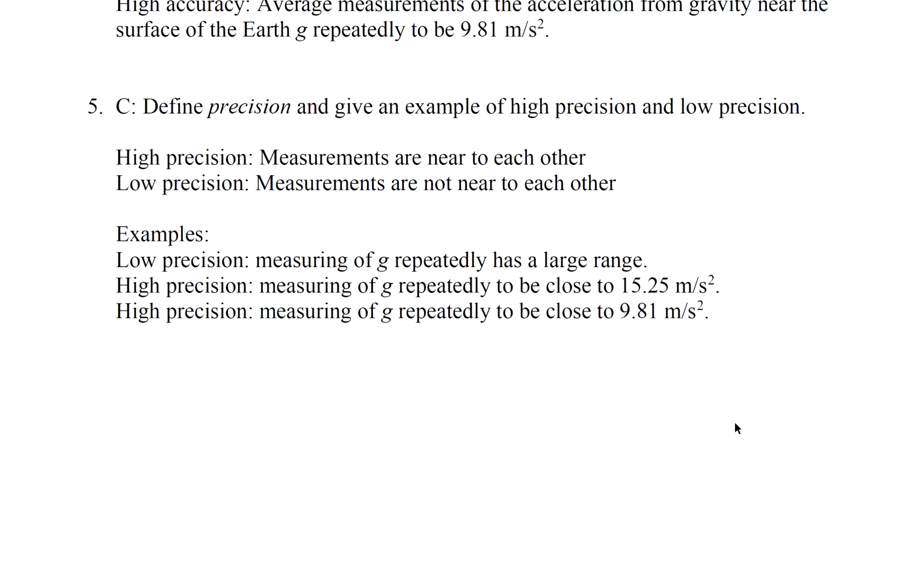Question 5. Define precision and give an example of high precision and low precision. High precision means measurements are near to each other, to the same value. Low precision means measurements are not near to each other. So, you could see high precision doesn't mean you're going to get the correct answer. High precision just means you're always getting the same answer. So even if you're getting the acceleration of gravity consistently to be 9.81 meters over second squared, that's high precision.